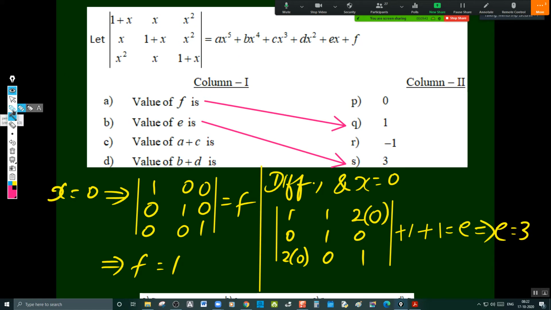I repeat what I'm saying. What do you get if you put x equal to 1 first? You will get A plus B plus C plus D plus E plus F. There is no need to think about this part, because we know E and F, it is 4. This part is 4.